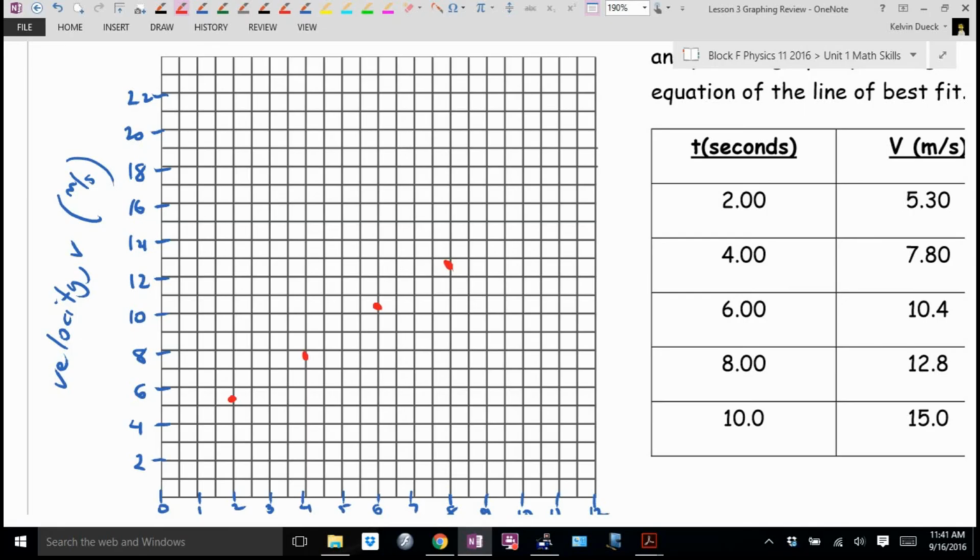What's the last point? 10 seconds in. 10 over, 15 up. This one I can get bang on. Right there. And now you're going to take your ruler. By the way, does it look like this line goes through 0, 0? I don't think so. So you're going to take your ruler, carefully lay it down, and draw a line of best fit that goes through as many points as possible and hits the y-axis. Mine looks about like that.